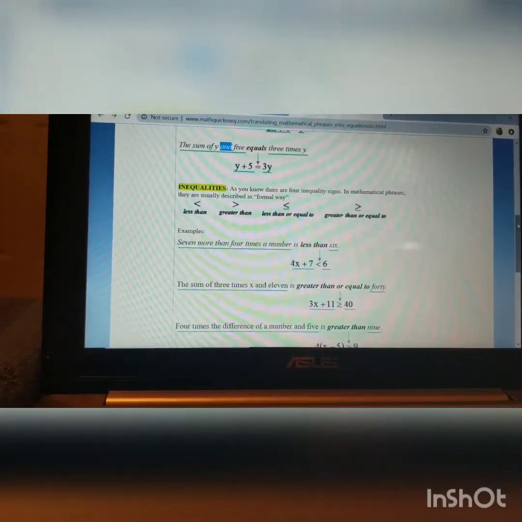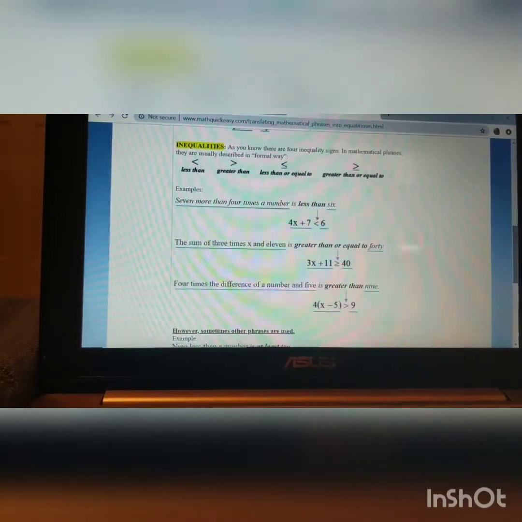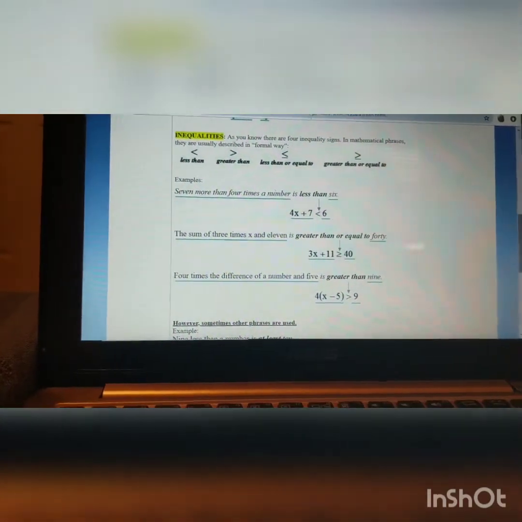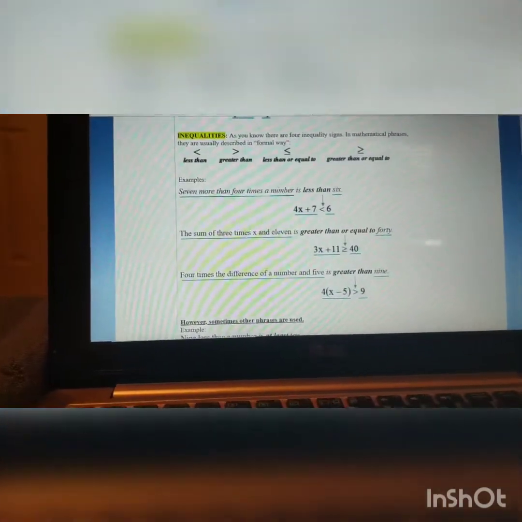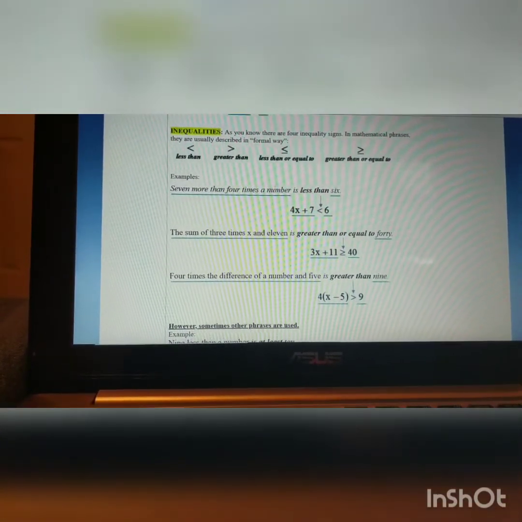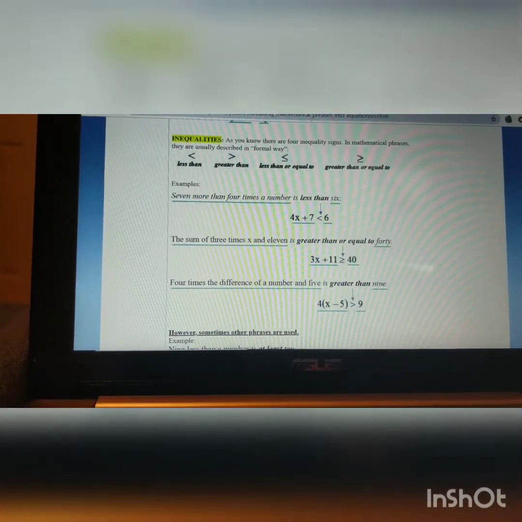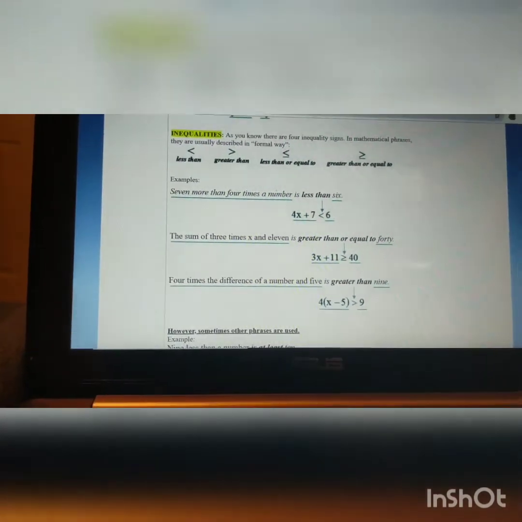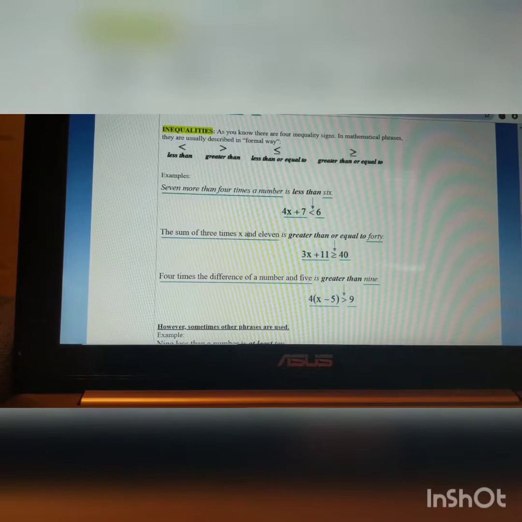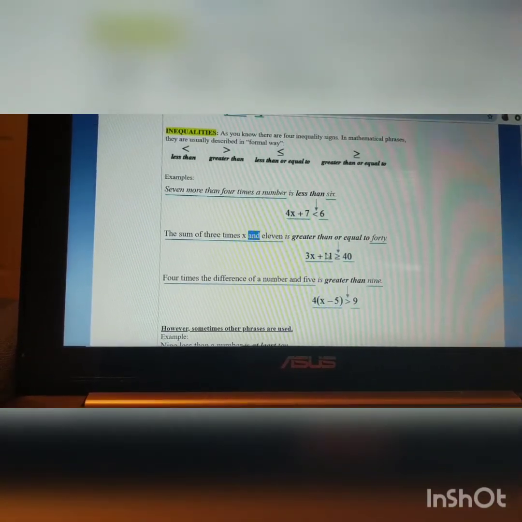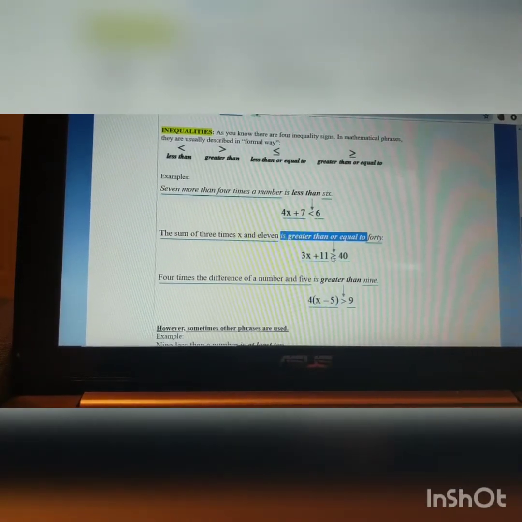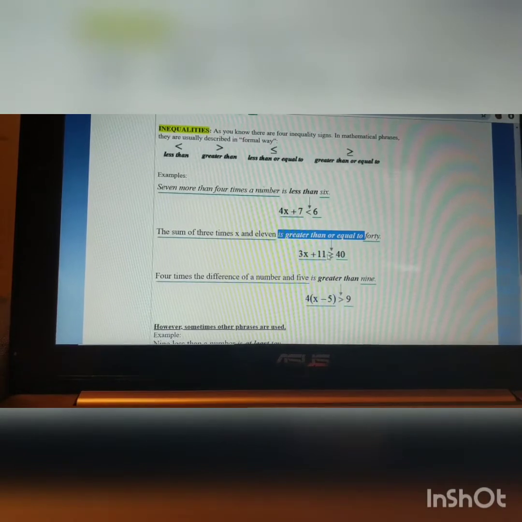So we're building these the exact same way, except now we're using inequalities when we see the words less than, greater than, less than or equal to, greater than or equal to, or any of the words from our chart in our notes. So some examples: 7 more than 4 times a number is less than 6 tells me I have to switch 4x and 7, and I know is less than 6 is going to be the less than sign. The sum of 3 times x and, that's where my plus sign goes, 11 is greater than or equal to 40. I'm going to use my greater than or equal to symbol.